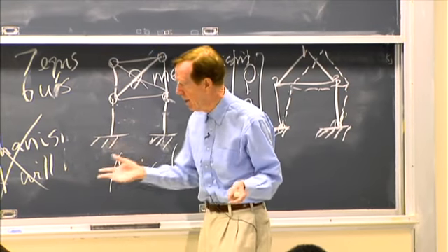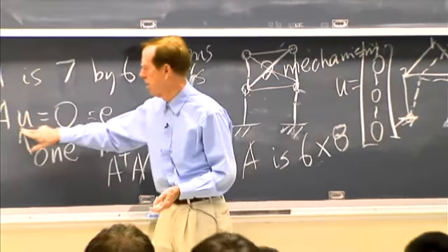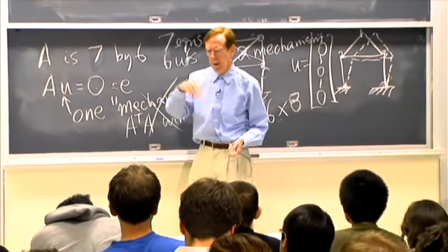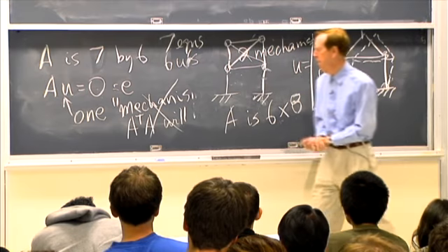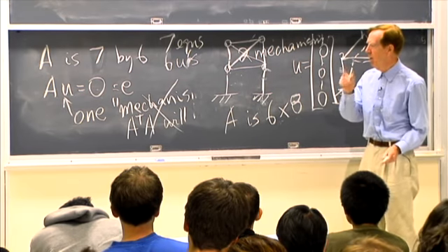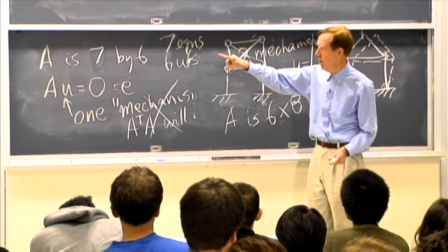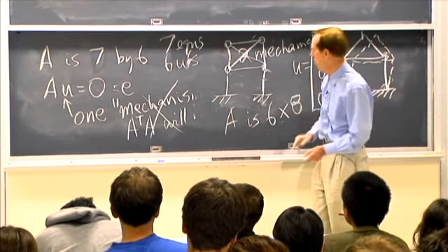The matrix still has, so as soon as I see there's a solution to AU equals 0, I know that A transpose A will be singular and unstable. Okay. Before I go to the framework, let's just do one more thing.